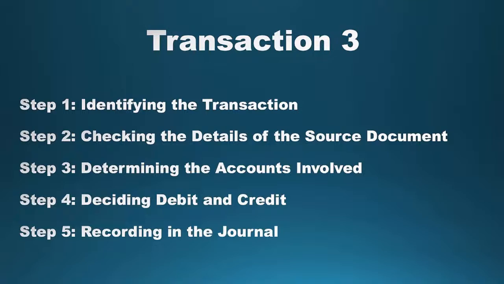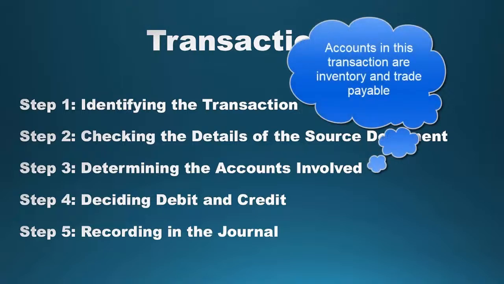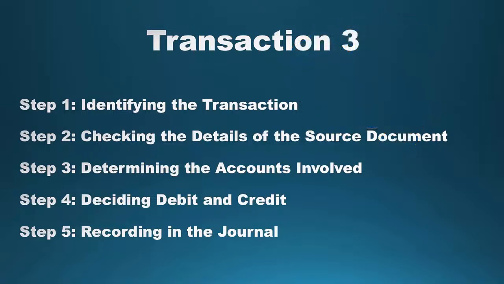Step 3. Determining the accounts involved. Next, we identify which accounts are affected by the transaction. Account 1, Inventory Account. This is an asset account because the flowers are part of the business's inventory, which it will sell to customers. Account 2, Trade Payables Account. This is a liability account because the business now owes the supplier, the creditor, $3,000.